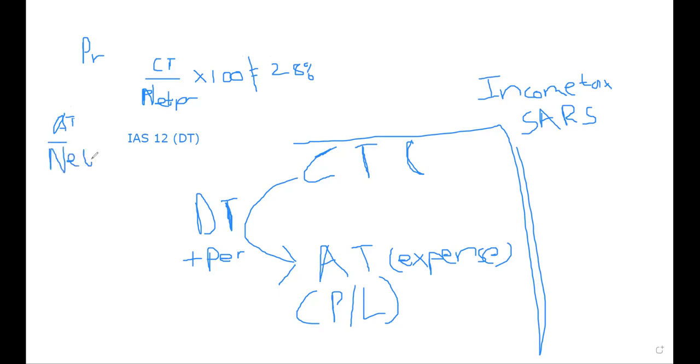That should give you the tax rate. If you do this multiplied by 100%, this should give you the tax rate of 28%, right? And then if this does not give you a tax rate of 28%, right? The reason why, okay, this 28% tax rate is the statutory tax rate, right?